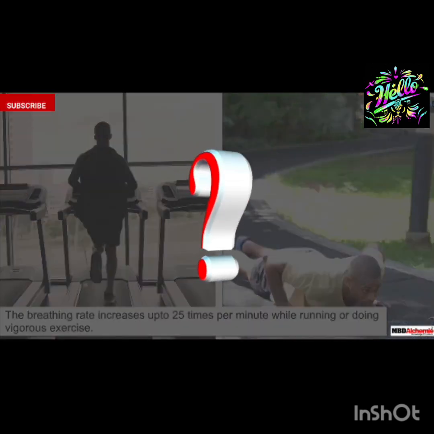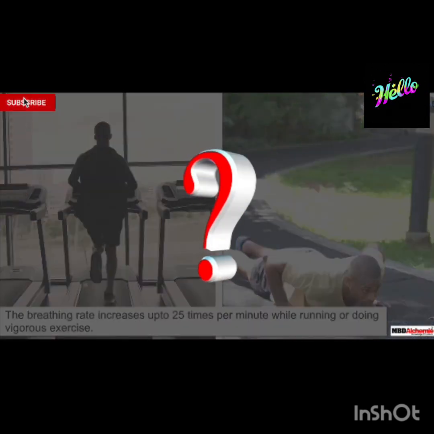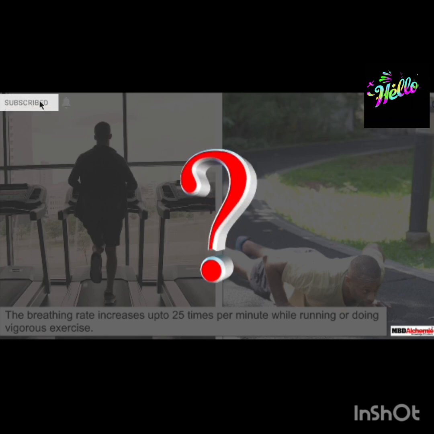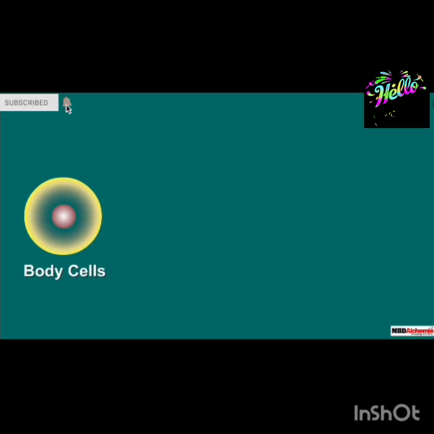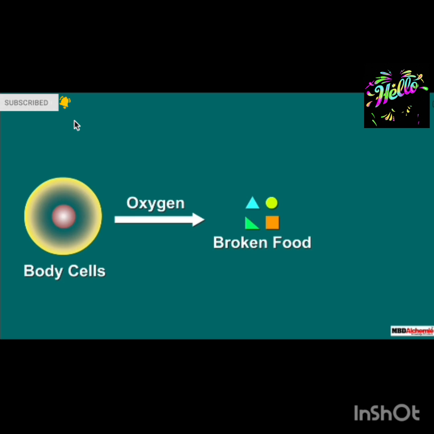Now, have you ever wondered what the inhaled oxygen does in our body? It is used by our body cells to break down food and release energy. Let us understand how.